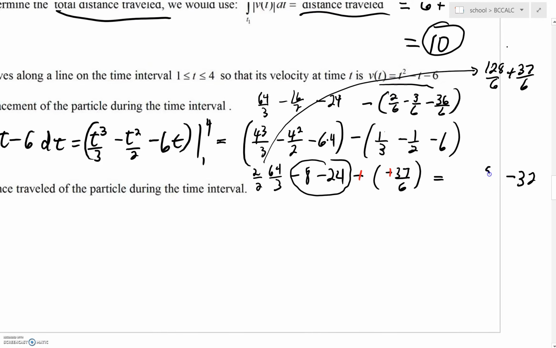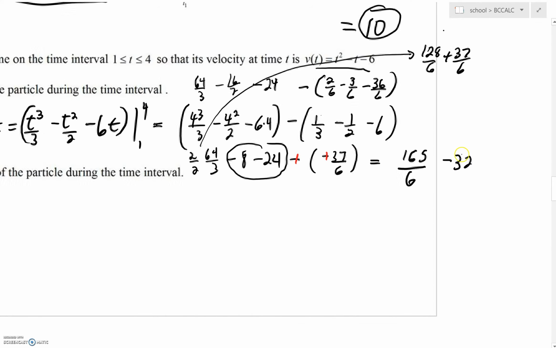And as we put those together, let's see, we have 5, that's a 6, I guess it's 165 all over 6, right? So from here, if we were to just get 32 to have a common denominator, if we multiplied by 6 over 6, this thing would become minus 192 all over 6.